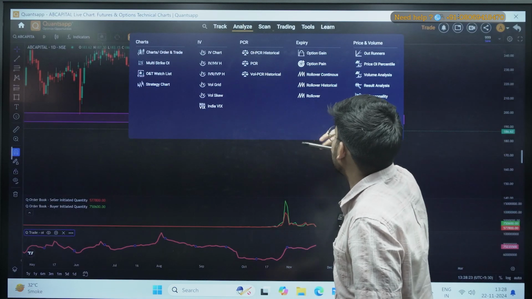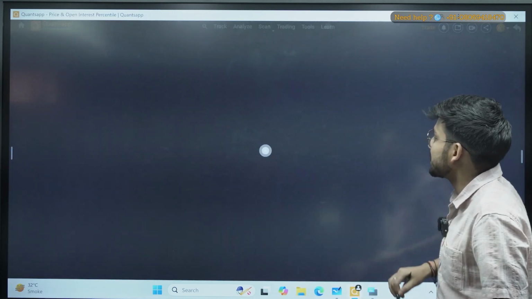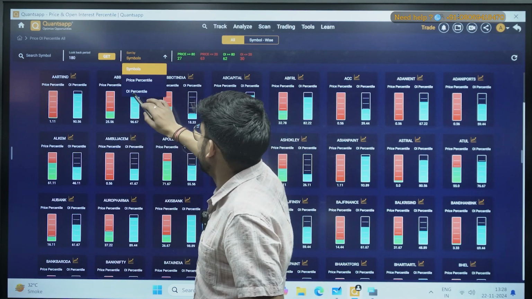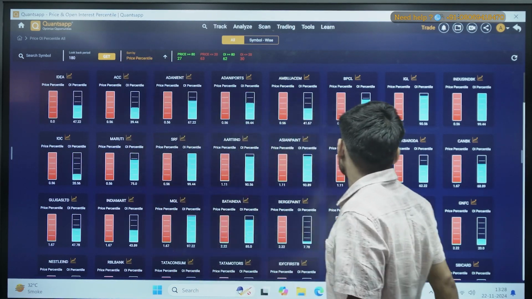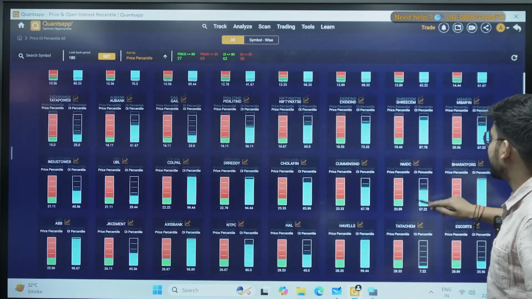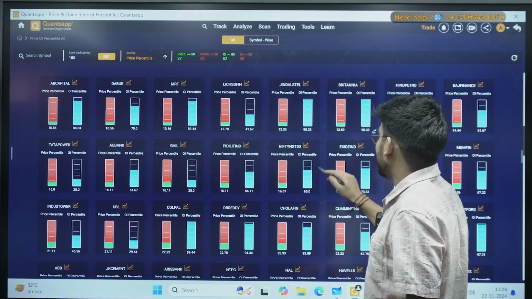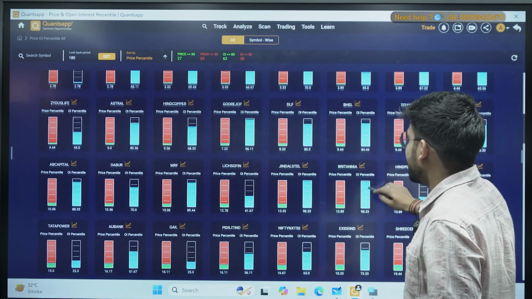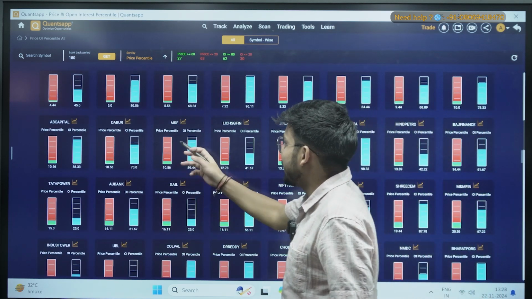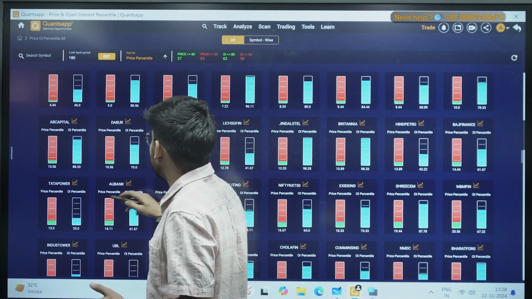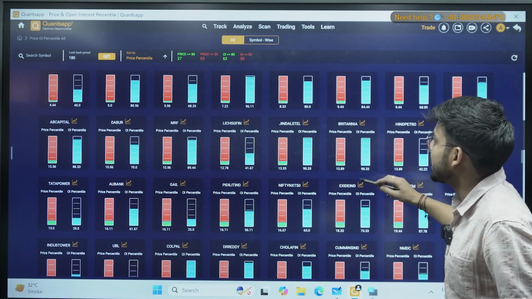Again, in the analyze section, I will go to the price OI percentile. Okay, so for AB Capital, just go on the price percentile, right? Now after AB Capital, let's see which other stock I can go with. So AB Capital, and then we have BHEL as well here. Okay, and we have MRF. But MRF is more overpriced than AB Capital. And then let's see what other we have.